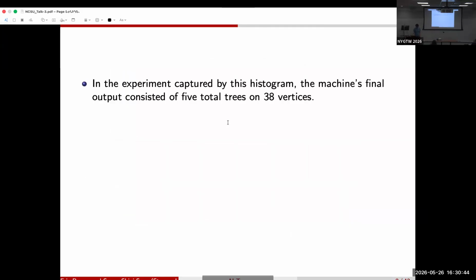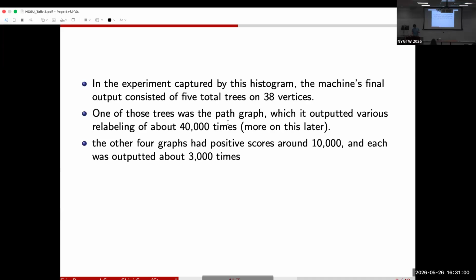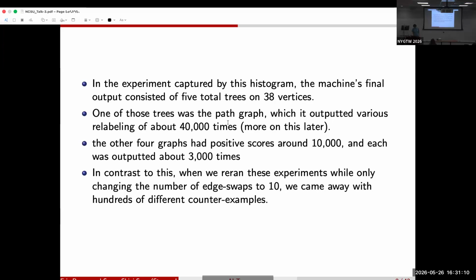All right. In the experiment captured in this histogram, the machine's final output consisted of 5 total trees on 38 vertices. One of these trees was the path graph, which it outputted various relabelings of 40,000 times. The other 4 graphs had positive scores around 10,000 each and were outputted about 30,000 times. So it wasn't quite correct to say there was only one, but it ultimately ended up only being 4. In contrast to this, when we reran these experiments while only changing the number of edge swaps to 10 total, like once you've done 10, just stop, we came away with hundreds of different counterexamples.